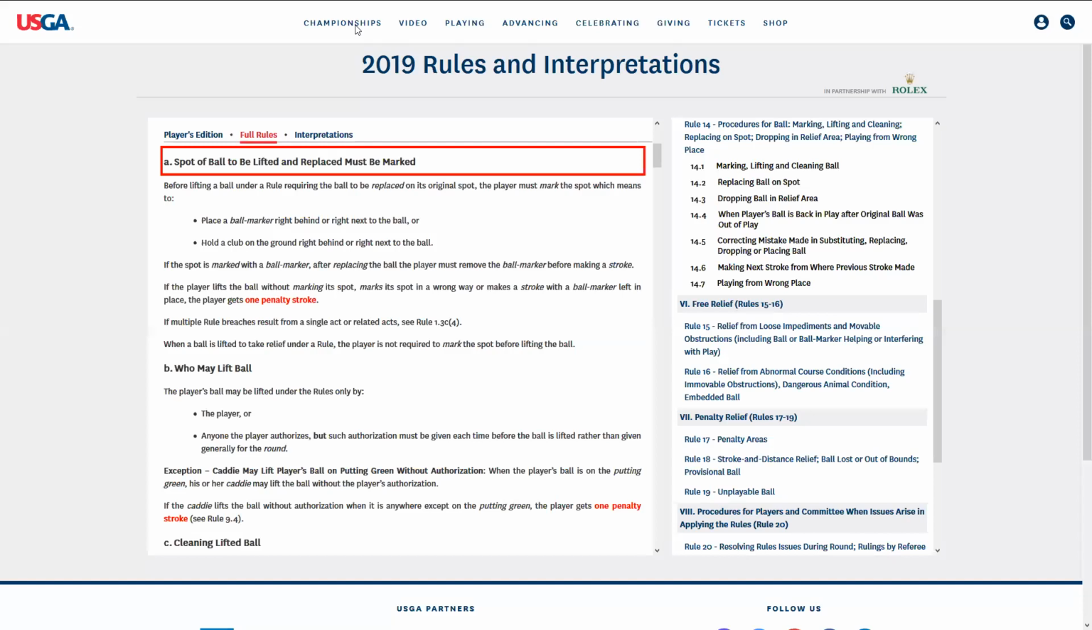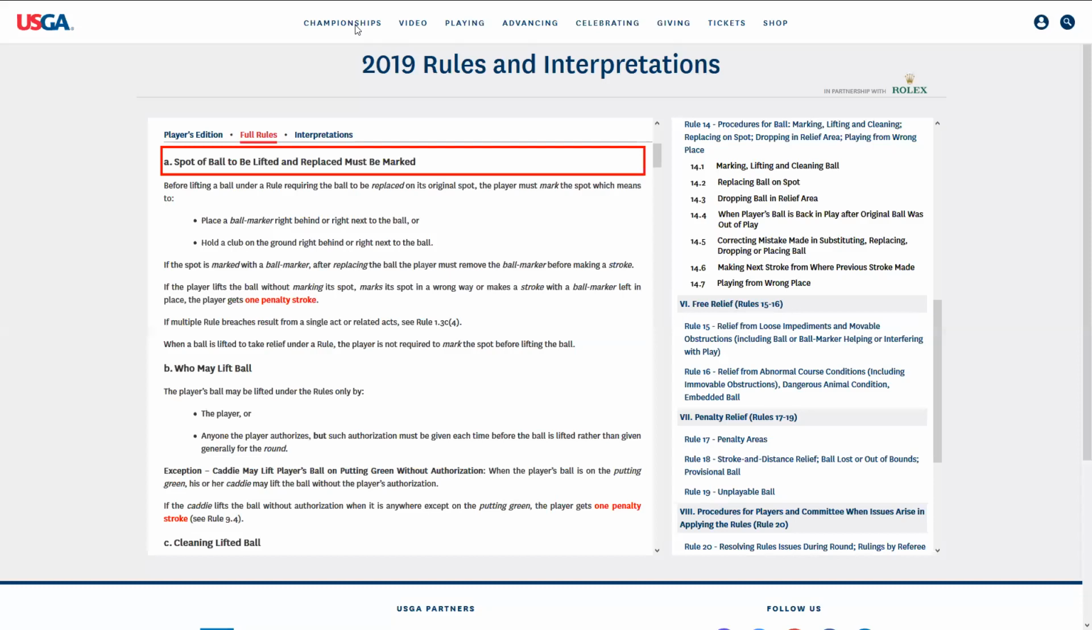If the spot is marked with a ball marker, after replacing the ball, the player must remove the ball marker before making a stroke. This is a change, and it can catch a player who's not very careful. You putt your ball up to about a foot from the hole. You mark the ball because you don't want to be in someone else's place.